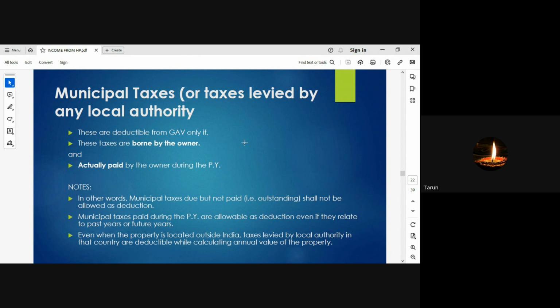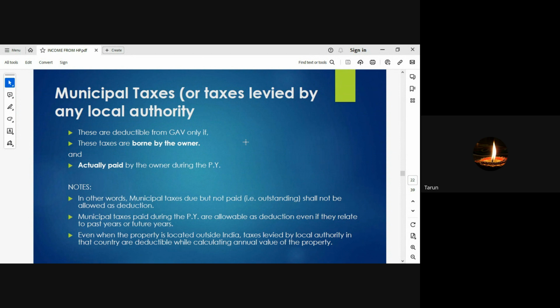So the taxes which have not been paid, how would the assessor allow you to deduct such taxes from your gross annual value of the house property? Next, municipal taxes paid during the previous year are allowable as deduction even if they relate to past years or future years. So whatever municipal taxes you pay during the previous year are equally deductible from your gross annual value, right?